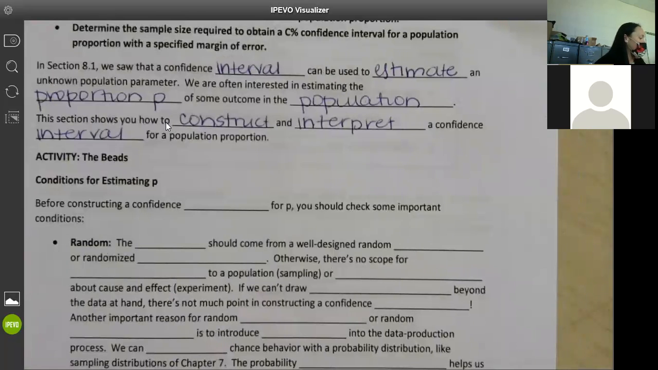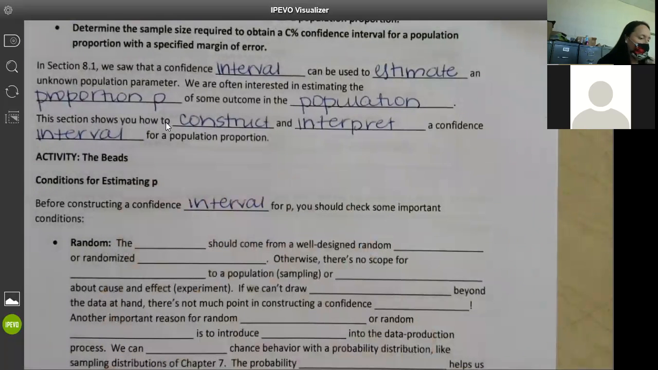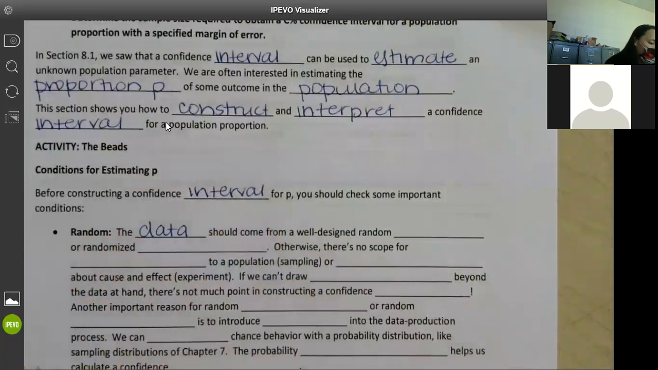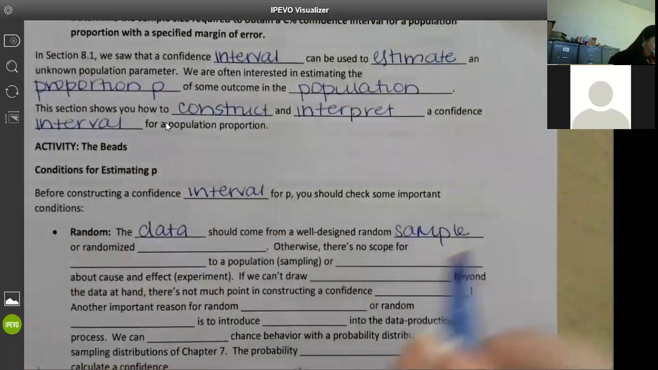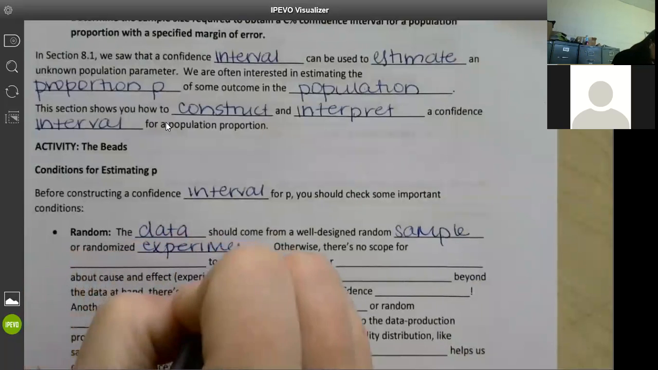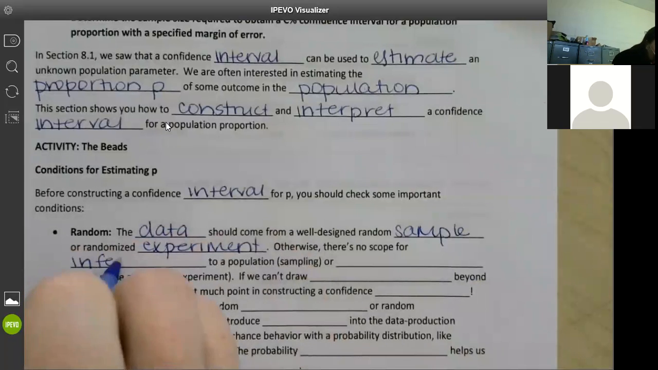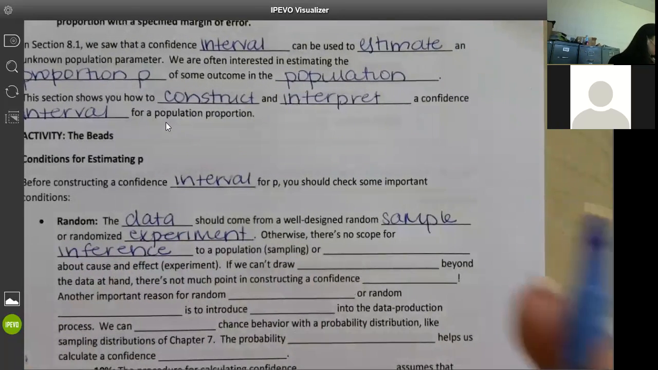So conditions for estimating p: you need to know the conditions that need to be met before constructing a confidence interval for p. You should check some important conditions. The first condition is that it's random. The data should come from a well-designed random sample or randomized experiment. Otherwise, there's no scope for inference to a population or inference about a cause.